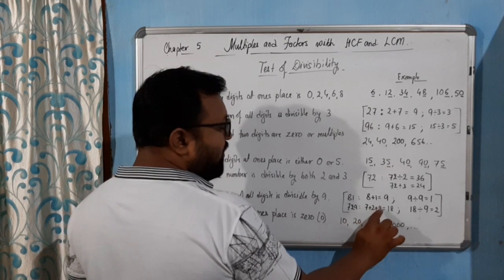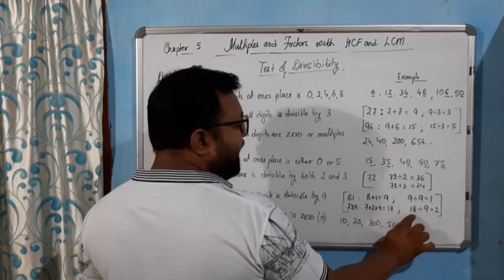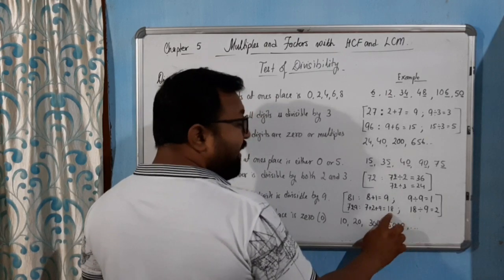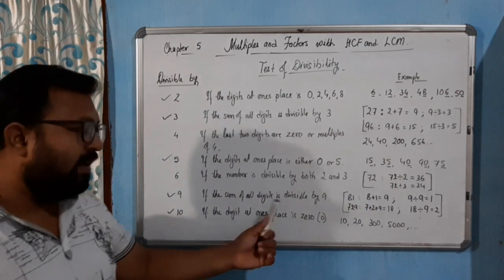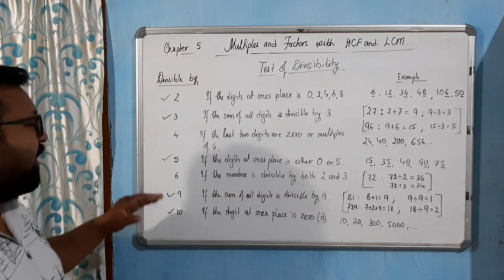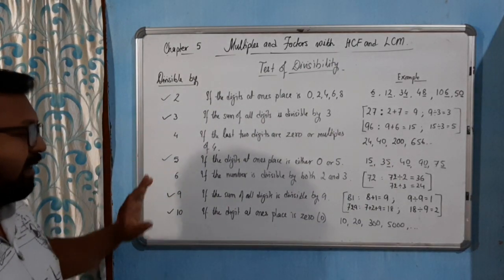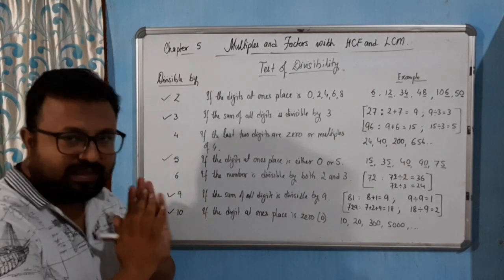Okay. Now come to 729. 7 plus 2 plus 9 gives you 18. So 18 is divisible by 9, or 18 is a multiple of 9. So in this way, 81 and 729 are divisible by 9. Very simple. In case of 3 and 9, the style is the same. Simply we add the digits.